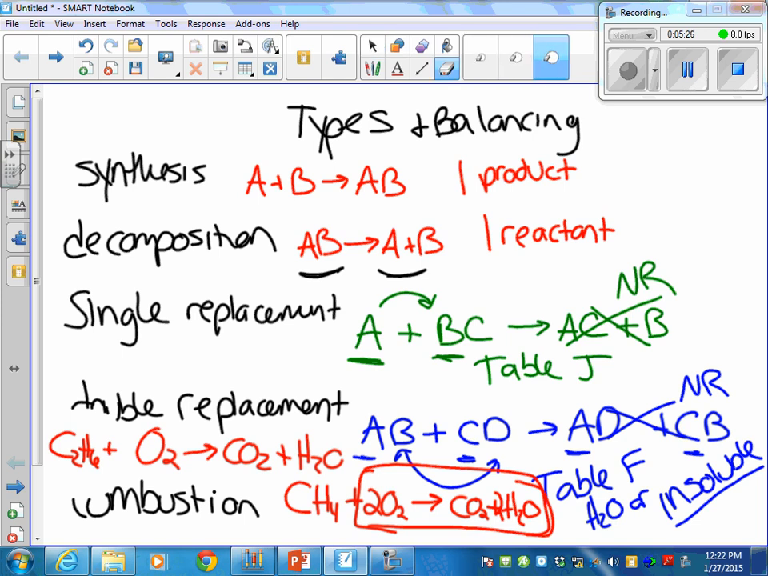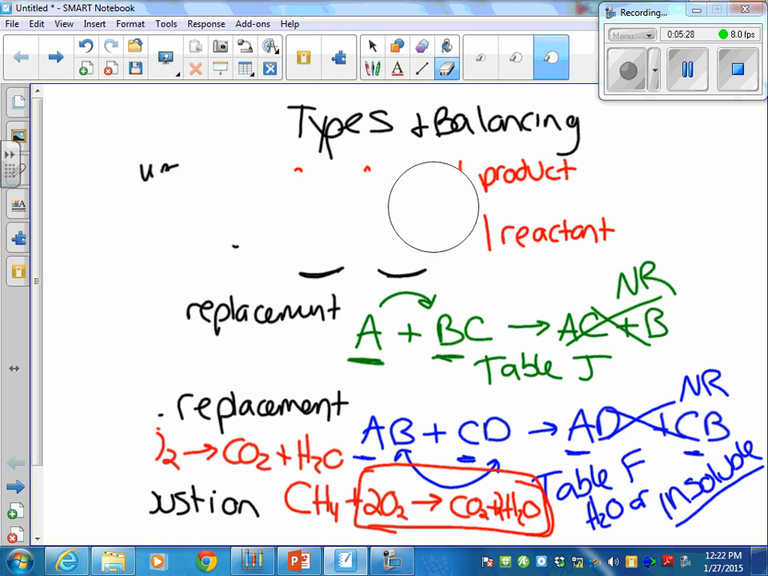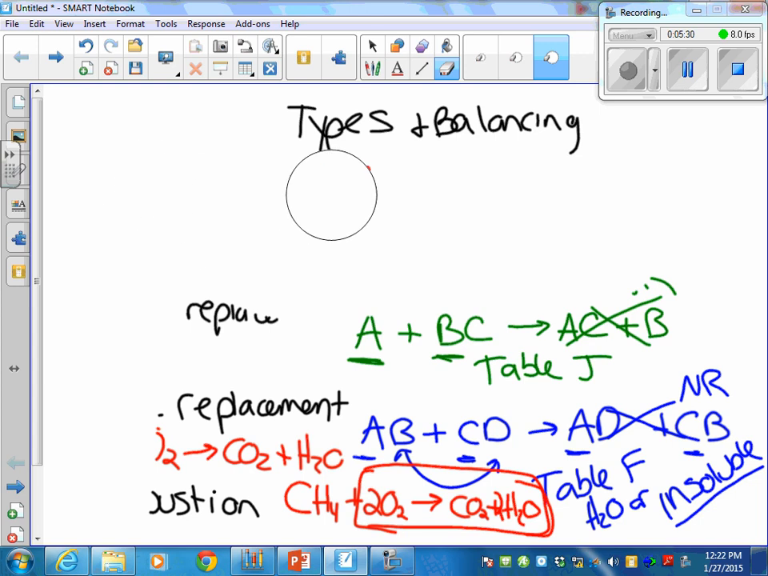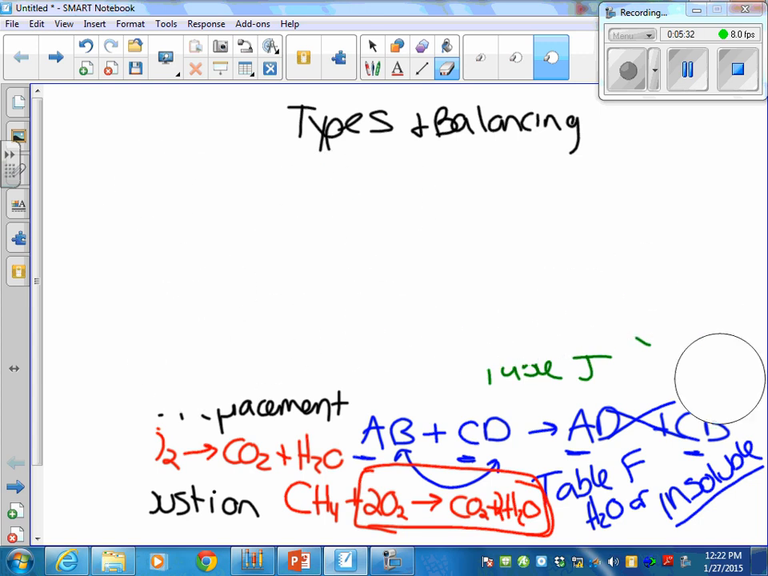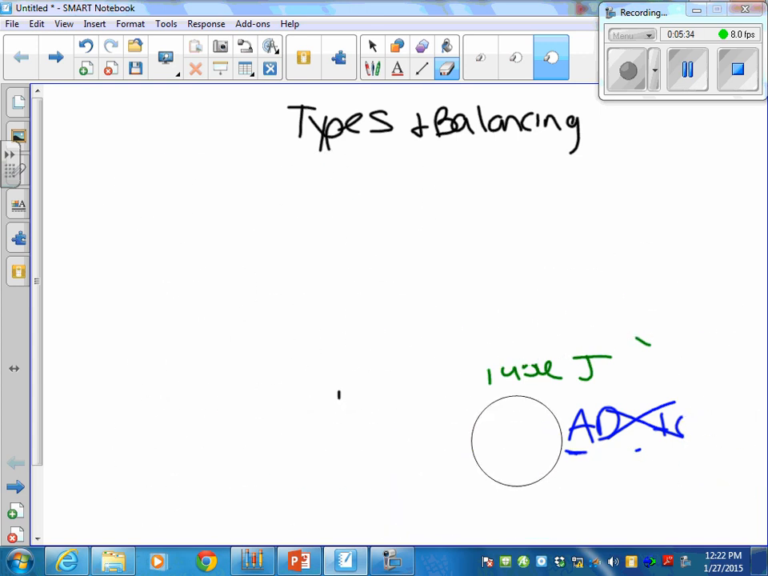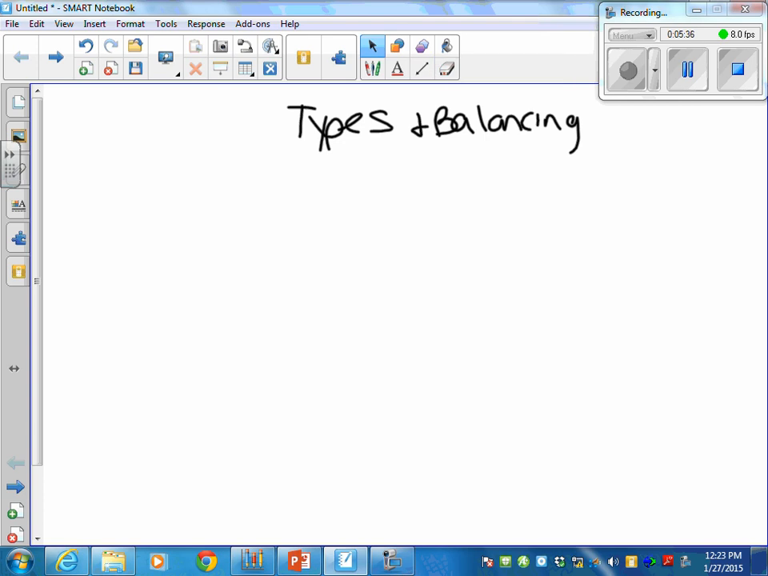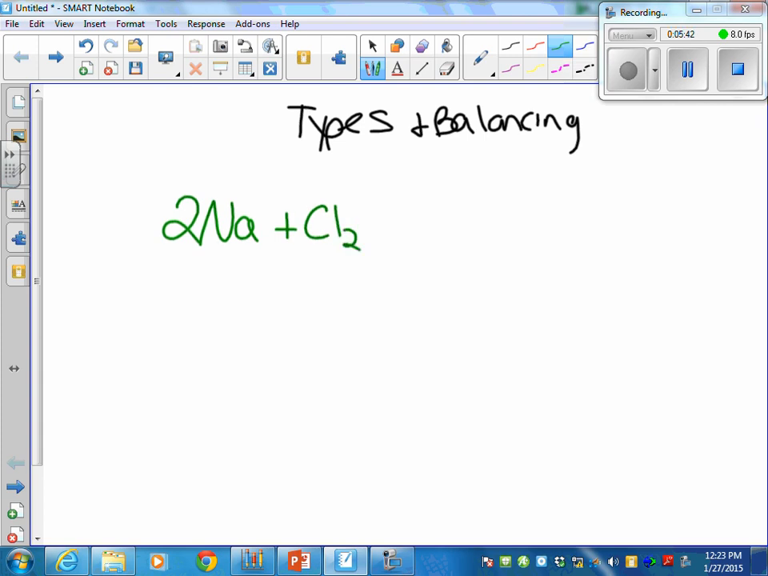As far as balancing goes, what do you need to know about balancing? Balancing shows conservation of mass. It shows that there's the same number of things on both sides. So if I have something like this, this is the synthesis of sodium chloride. I need to have the same number of atoms on both sides. So here I have 2 sodiums, here I have 2 sodiums.